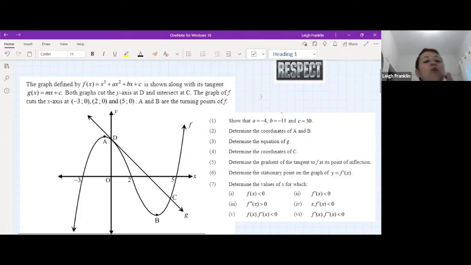Does anybody know what it is that I'm referring to? What would I use for question 1? Has anybody got an idea? Even if you think it's wrong, it doesn't matter. What would you do? What do you think you should do?